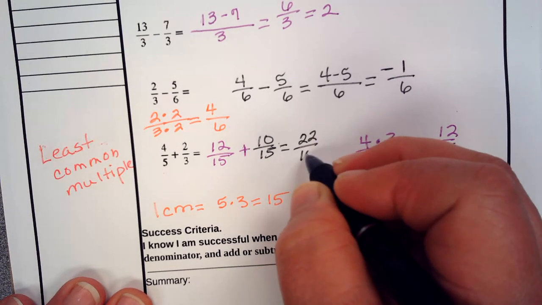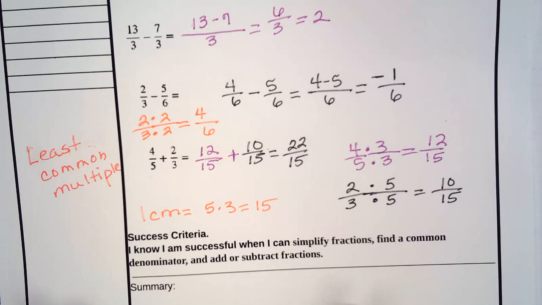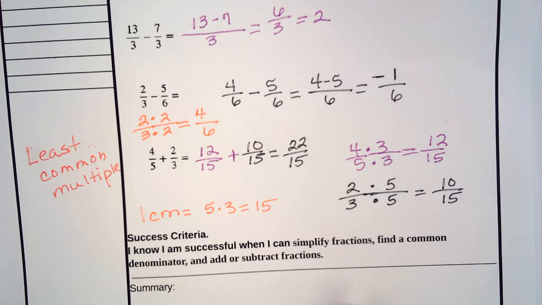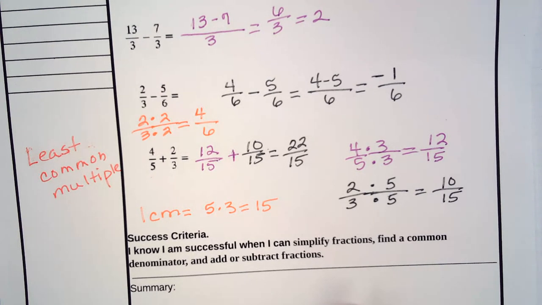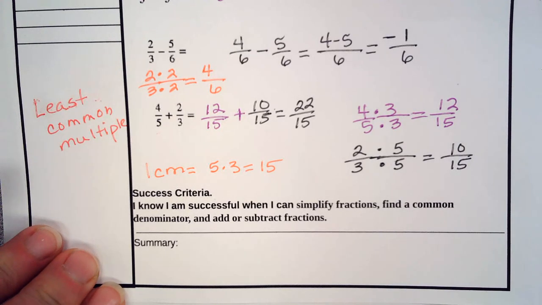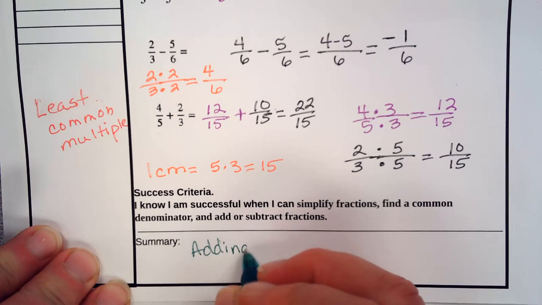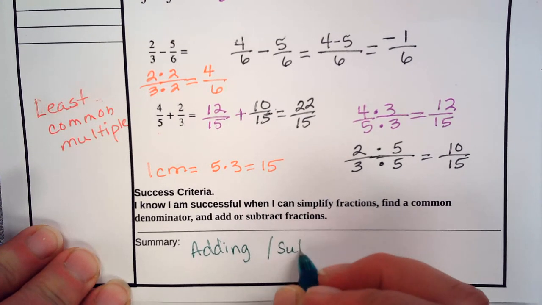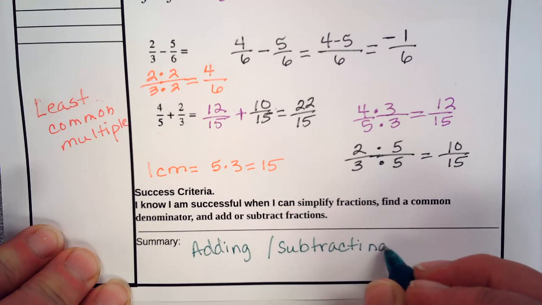22 over 15. 22 over 15 is simplified. It's an improper fraction, but we will be working with improper fractions. So how do you know when you're successful? When I can simplify fractions, find a common denominator, and add or subtract those fractions. So we are adding and subtracting fractions.